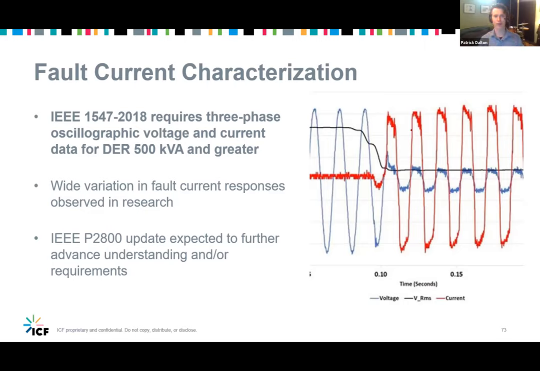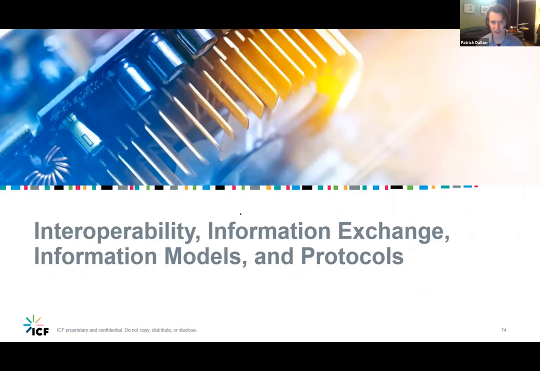And then there's other efforts underway through IEEE P2800, which is an inverter-based resource standard for the bulk system that's looking at advancing these requirements and our understanding even further. So with that, I think we're at a good place for a quick break, and please ask any additional questions you might have, and I will try to address as many as possible when we return.